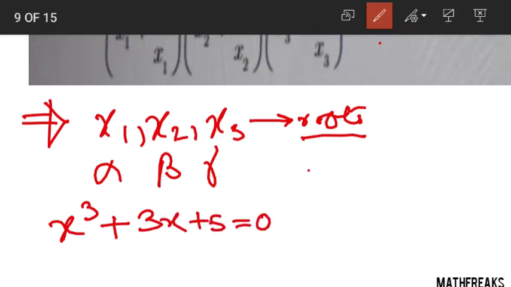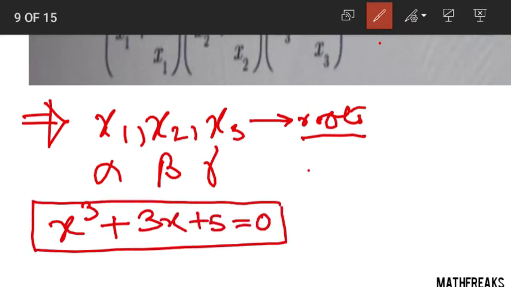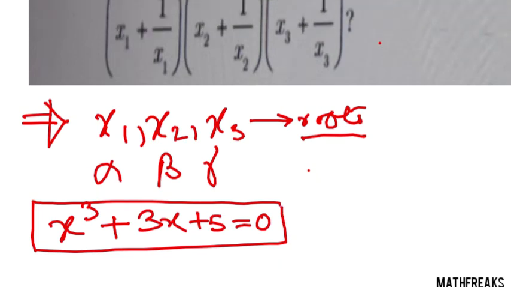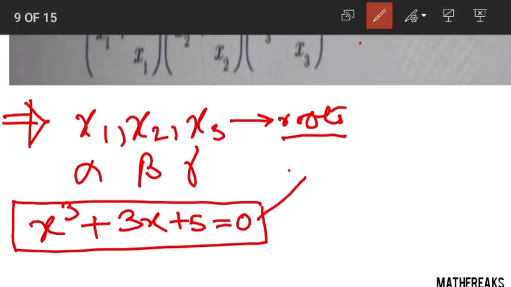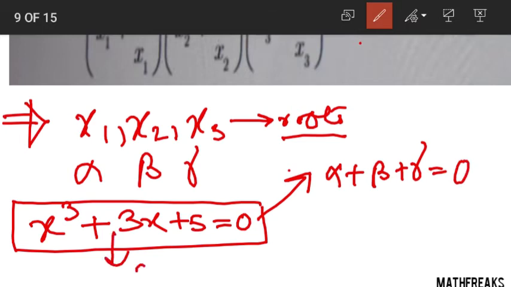equals 0. Now we can find the relation between the roots and the coefficients as we have learned in class 9th. I hope that all of you can. So the first expression is alpha plus beta plus gamma. This would be 0 because here x square's coefficient is 0. I hope you know this.